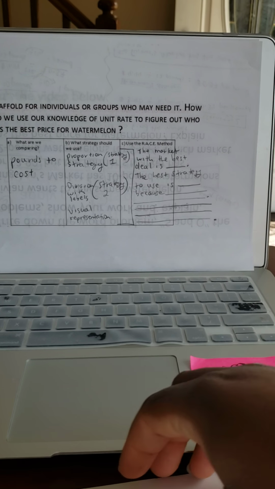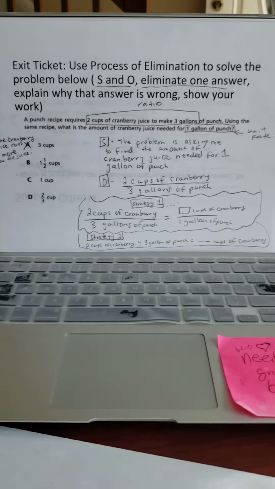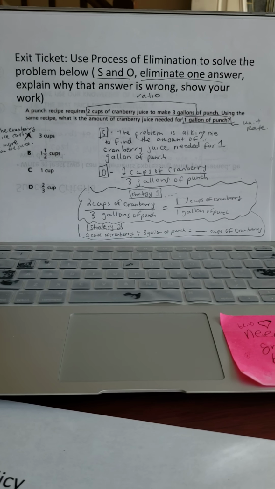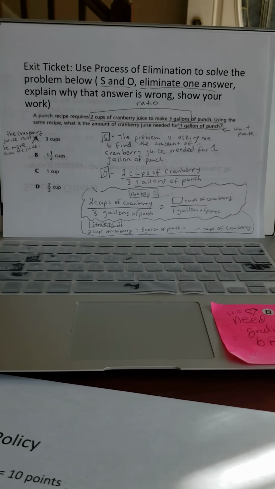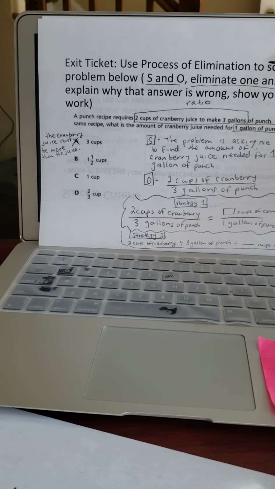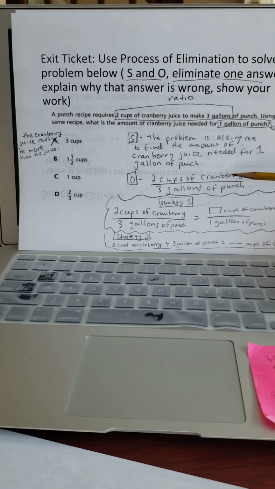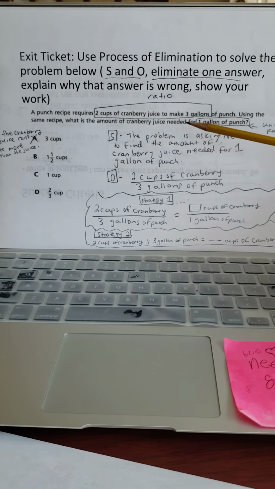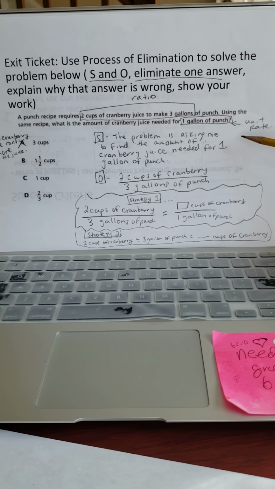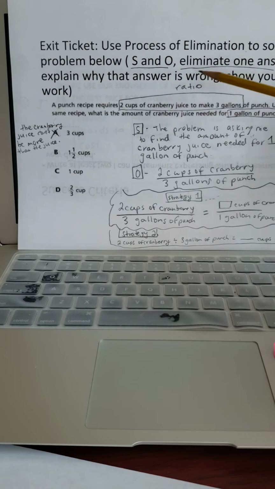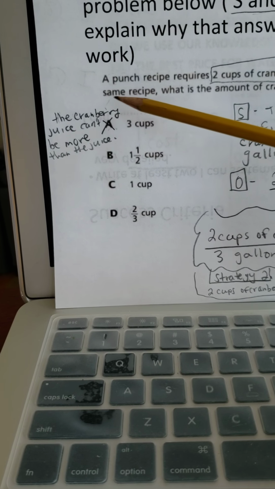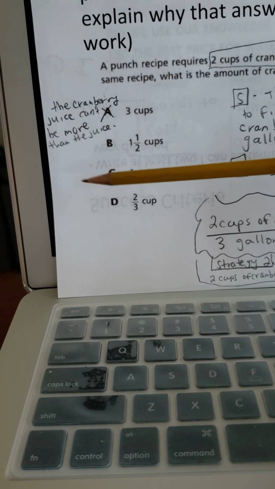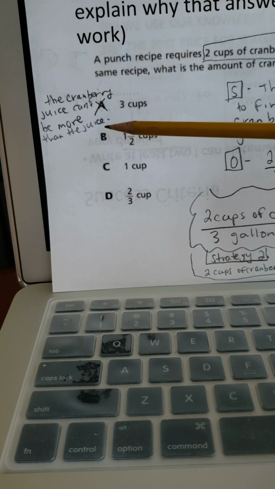Then you're given an exit ticket. Your exit ticket is just like we do it in class. If it's multiple choice, which every exit ticket will be multiple choice, you must use the full process of elimination. Like I have here, S and O the problem. I have my problem annotated. It also says eliminate 1 answer. I eliminated 1 answer. It says to explain why that answer is incorrect. As you can see, I explained why that answer would be incorrect.